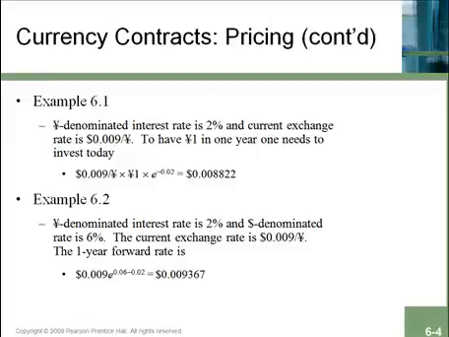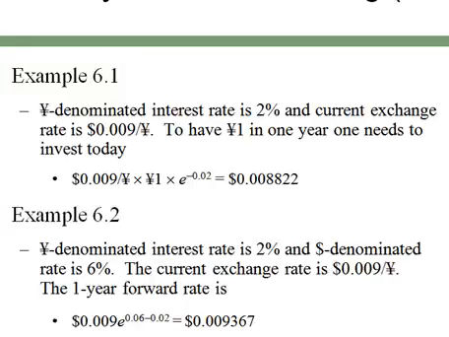What I'd like to show you right now is a couple of examples based on what we've just looked at. Let's say right now that the yen-denominated interest rate is 2% over the next year, and that the current or spot exchange rate is $0.009 per yen. In other words, if you wanted to buy 1 yen today, then you'd have to spend 9/10 of a cent to do that. In other words, you'd have to spend $0.009 to buy 1 yen right now.